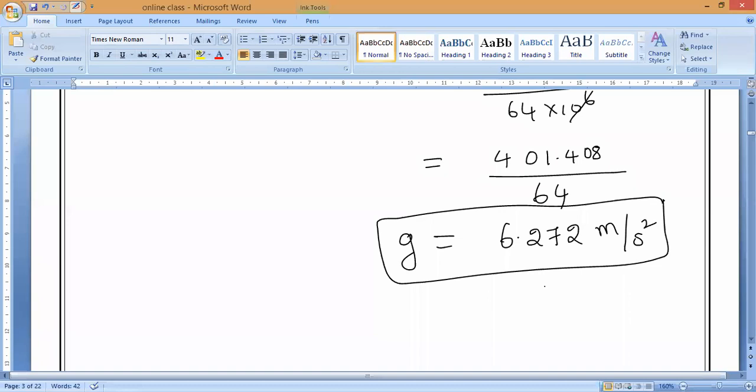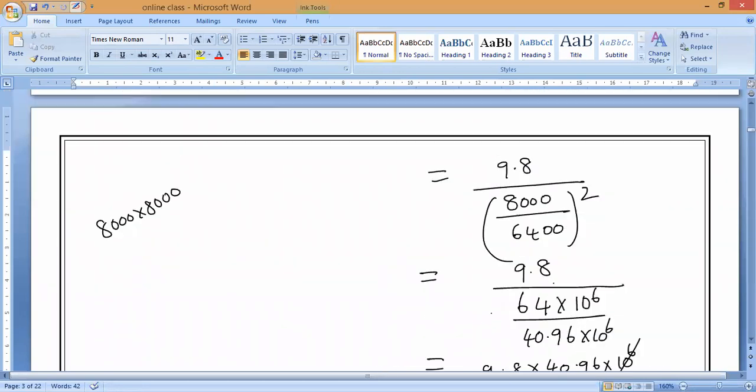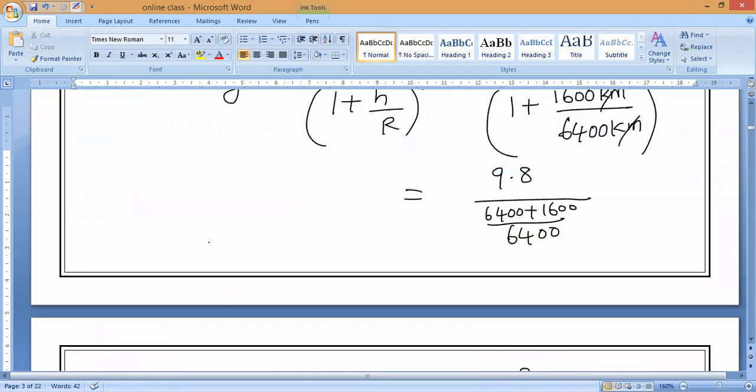6.272 meter per second square. So that is the answer. Please all of you solve slowly. Here we forgot to do the square. That is what we are getting wrong. So 8,000 into 8,000, you will get this value. Next, in the same way, do 6,400 into 6,400. All of you do these two values and solve it. Any doubt, anybody, you can ask me.